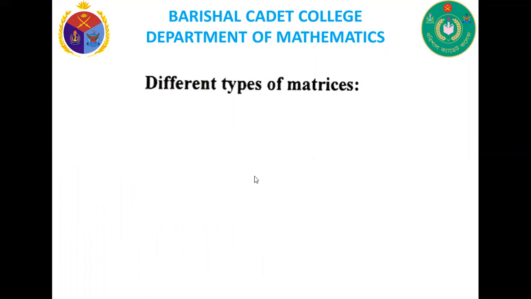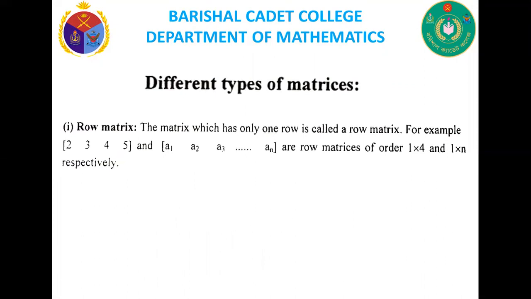Now we will discuss different types of matrices. First of all, row matrices. The matrix which has only one row is called a row matrix. For example, 1, 2, 3, 4, 5. This is a row matrix because it has only one row but 4 columns. Similarly, a1, a2, a3 up to an. This is also a row matrix because it has exactly one row.